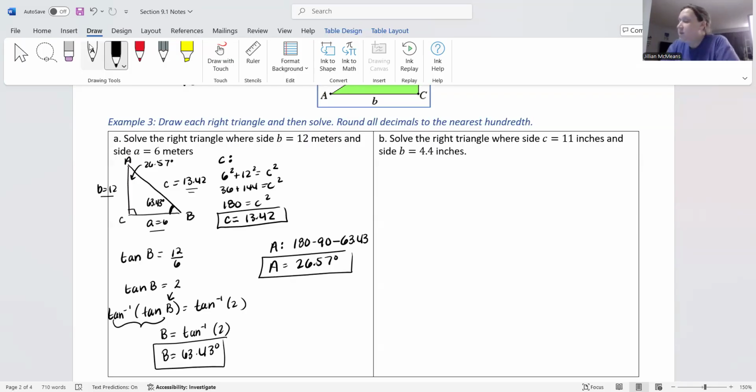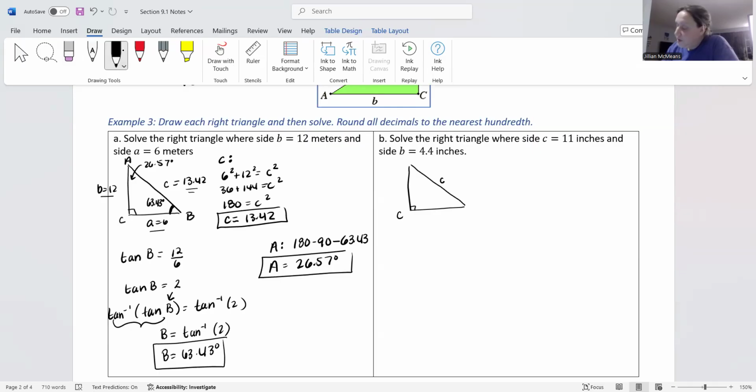Now for part B, it says solve the right triangle where side C is 11 inches and side B is 4.4 inches. So let's draw our right triangle. So we know we always label the right angle C because we label the hypotenuse of right triangles little c. All right, whoops.